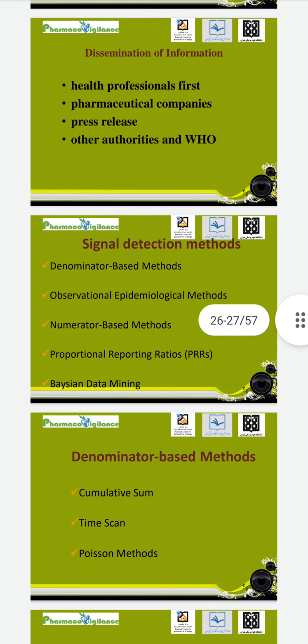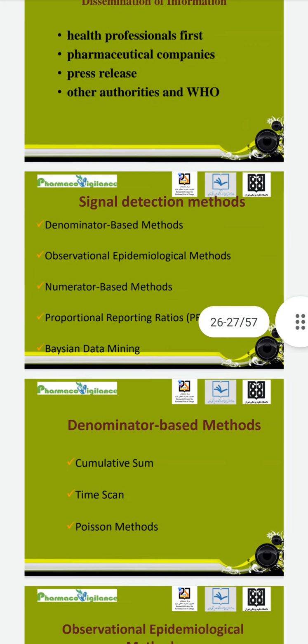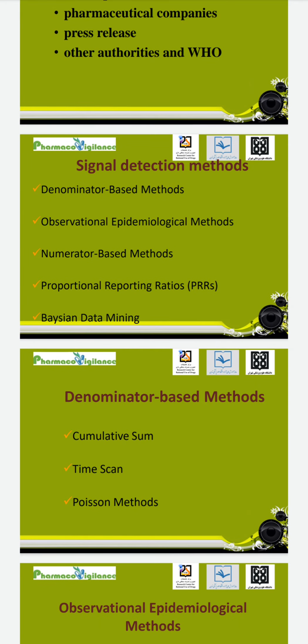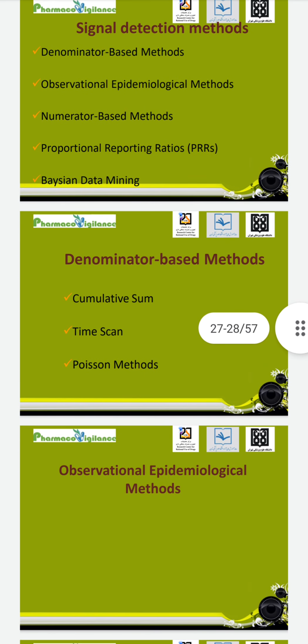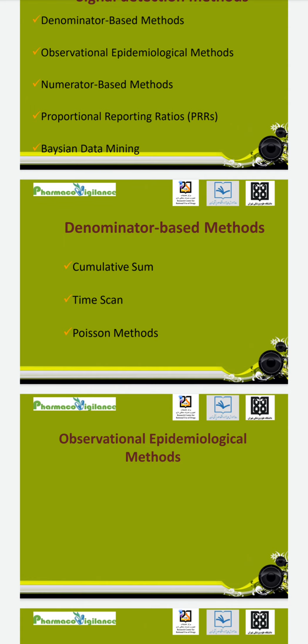This is signal detection methods in pharmacovigilance. We have different methods for signal detection: denominator-based methods, observational epidemiological methods, numerator-based methods, proportional reporting ratios (PRR), and Bayesian data mining. For the denominator-based methods, we have cumulative sum, time scan, and Poisson's method.